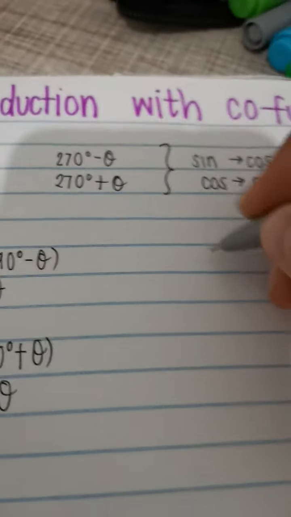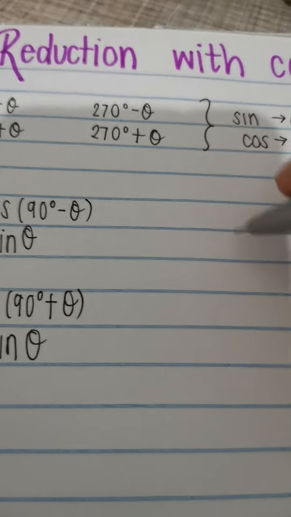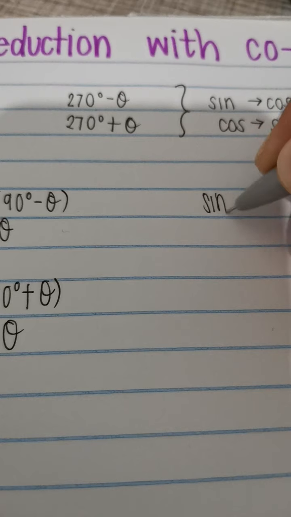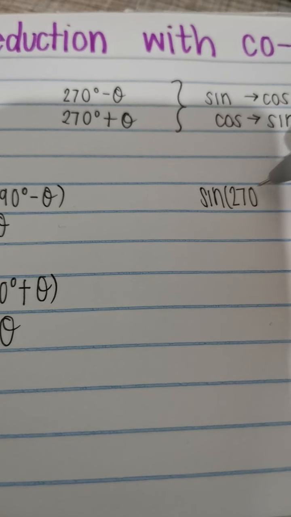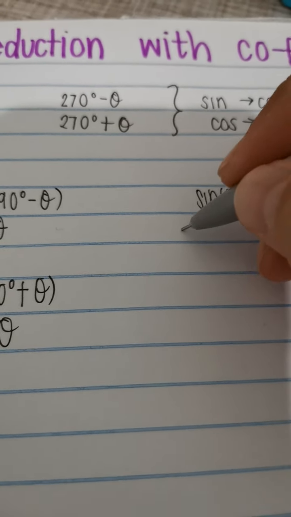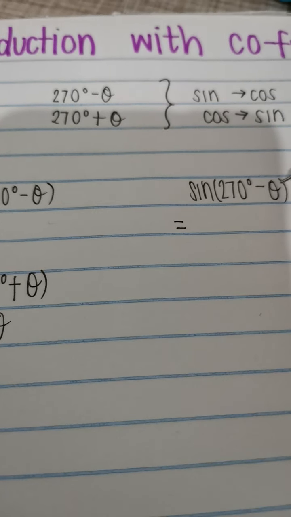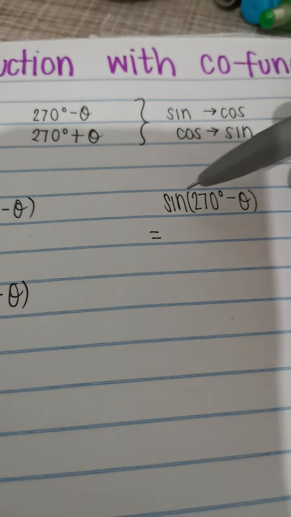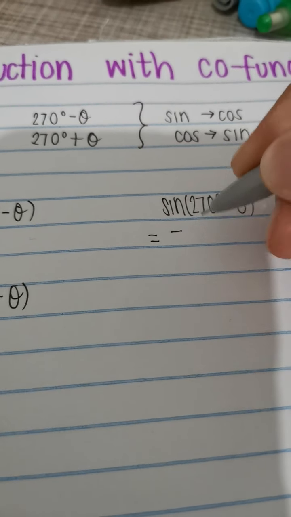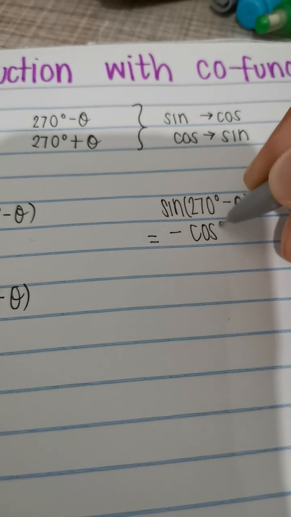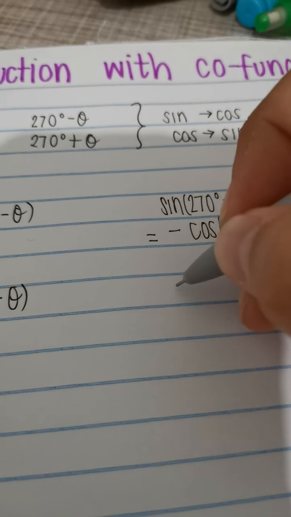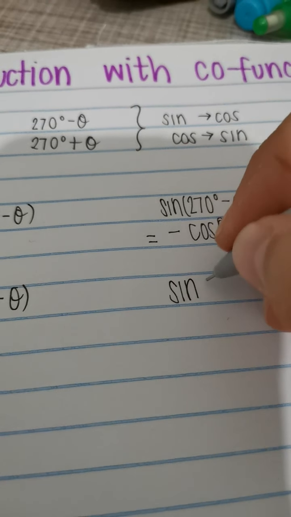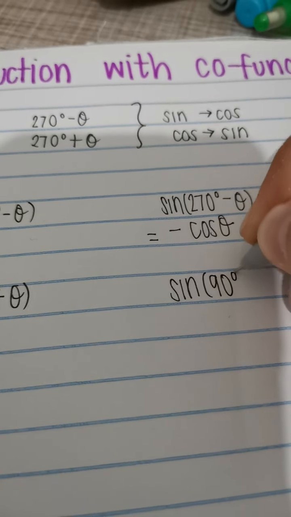We do the same thing for 270 minus and plus, right? Let's say sine of 270 degrees minus theta, for example, right? 270 minus theta suggests that it's in third quadrant. In third quadrant, sine is negative. So negative cos theta.